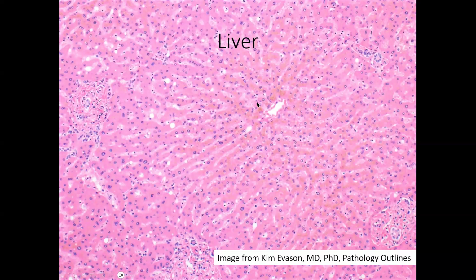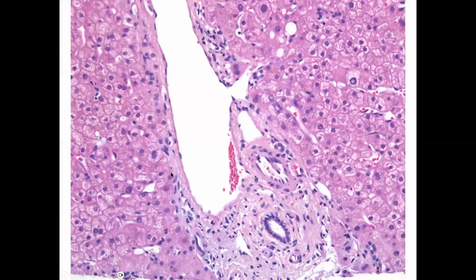I love this picture because it so nicely shows the flow along the sinusoids from the portal tract into the central vein right here. That's the normal lobular architecture. You can see that the central vein is surrounded by multiple portal tracts, all feeding blood into the central vein. On higher power, this is the portal tract.